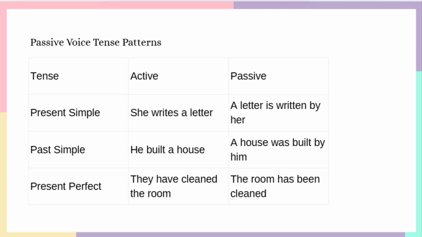Passive voice tense patterns. Let's examine how passive voice works across different tenses. Each tense follows its own structure using forms of be and the past participle. For example, present simple becomes "is eaten" and past perfect becomes "has been eaten." Understanding these changes helps you form grammatically correct passive sentences. Tense awareness is key in using the passive voice properly.